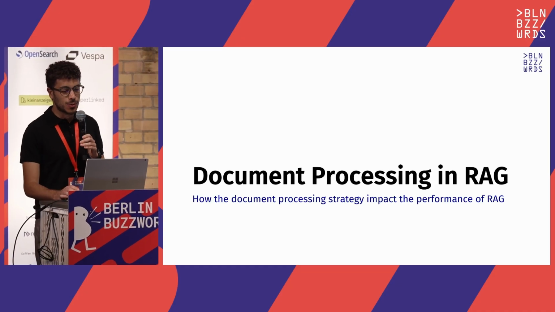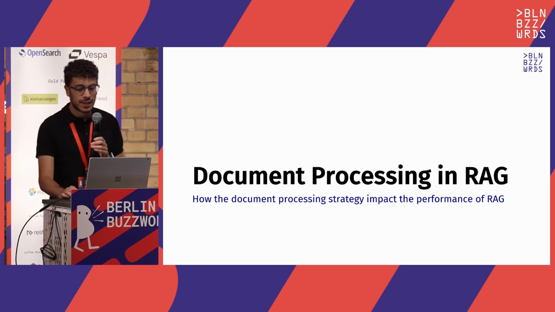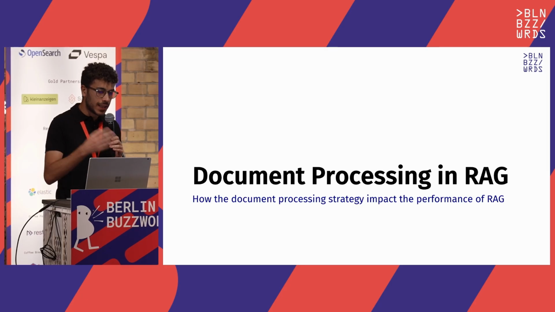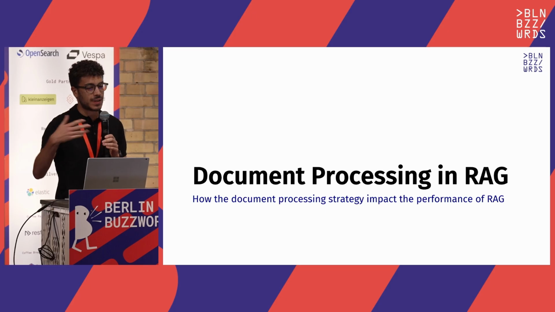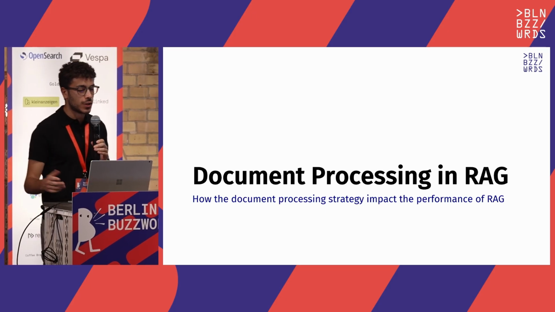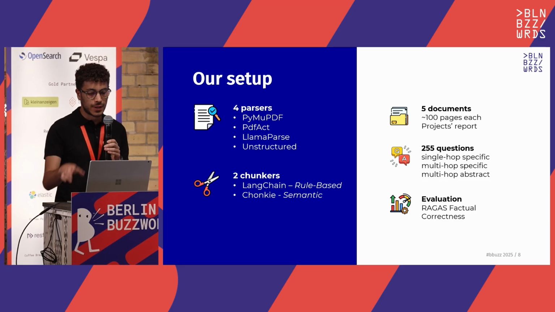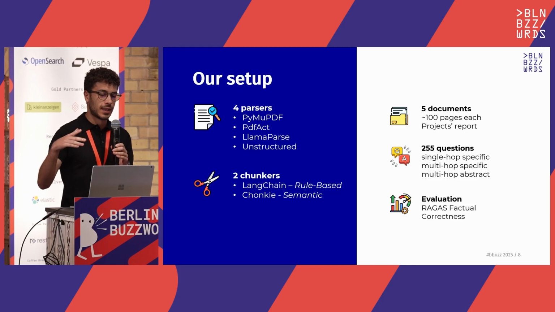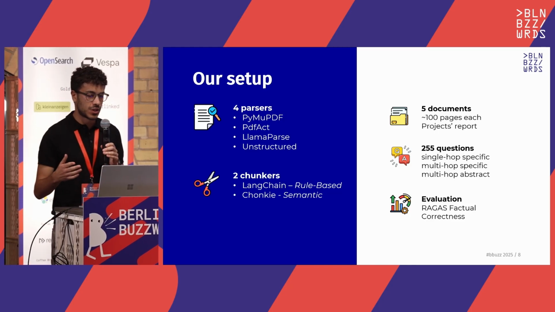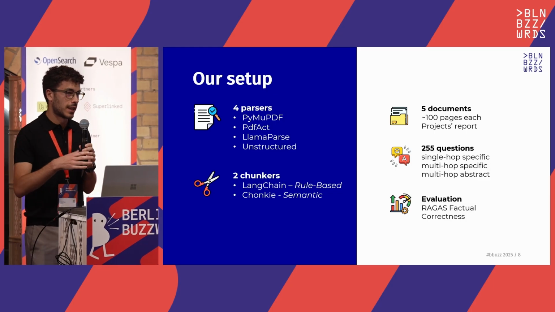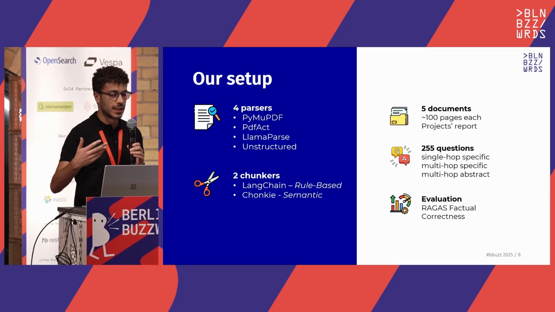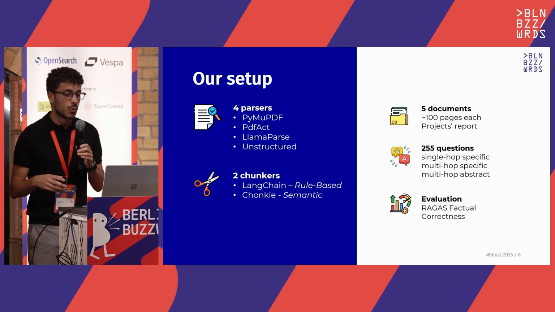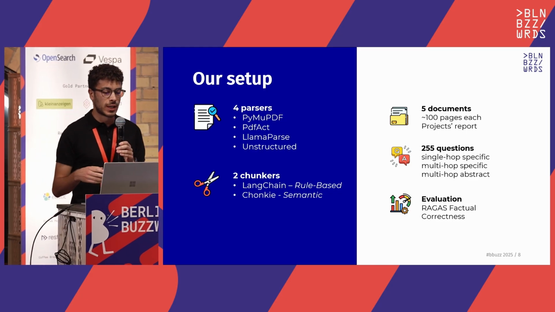So let's dive into our experiment, what we really did. Remember that the key question is if and how the document processing strategies affect the quality of the generated answers. That's our general setup of testing. We started with only 5 documents that are technical reports of around 100 pages each. From those documents, using RAGAS, a well-known library for generating datasets for evaluating RAG frameworks, we generated a total of about 200 questions.